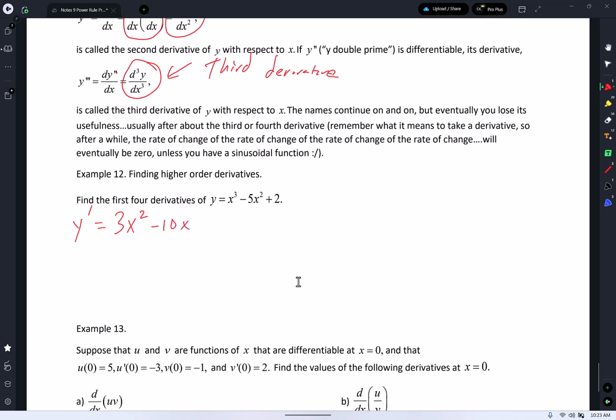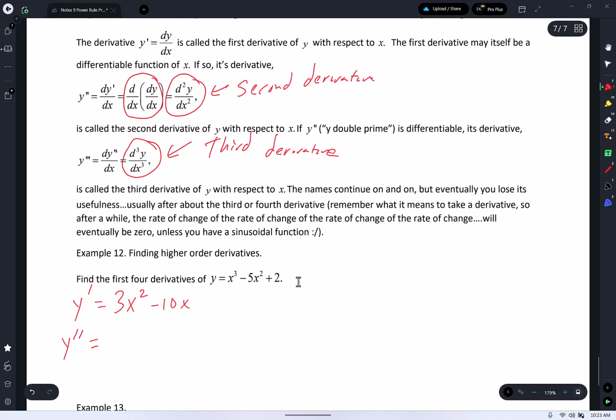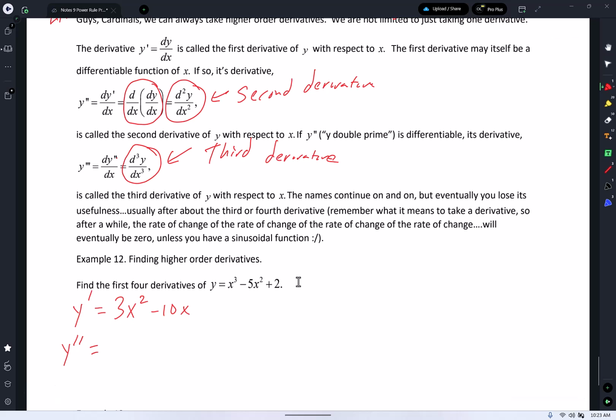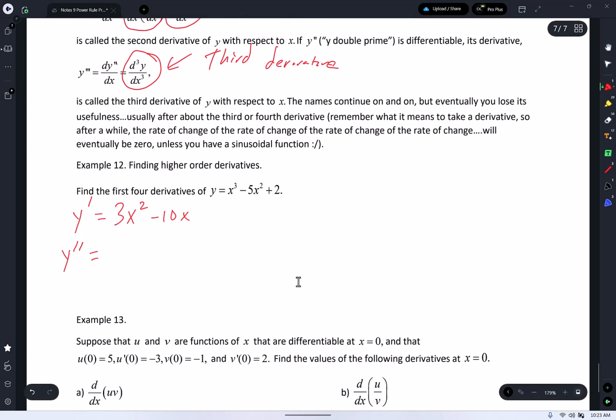Yes. I'm going to take the second derivative, y, and I'm going to put 2 primes on it. You could also use this notation up here, d squared y over dx squared. What's the second derivative of that? Perfect. Third derivative, I'm going to put y, I'm going to put 3 primes. Fourth derivative.